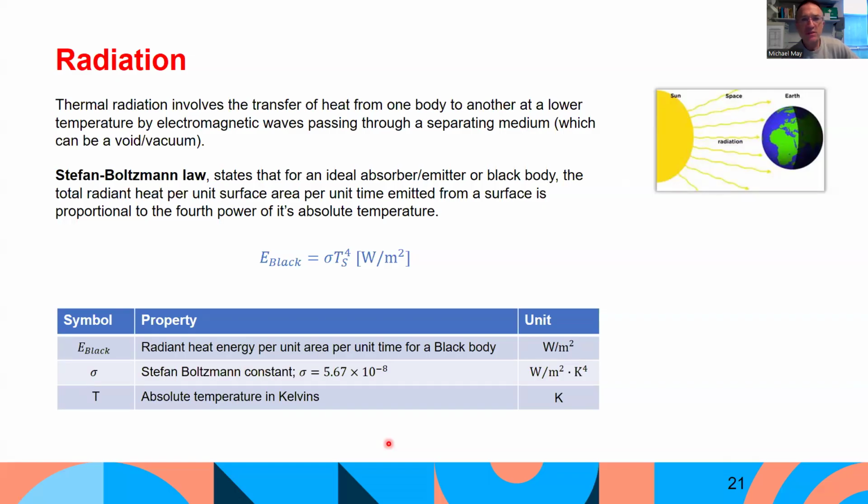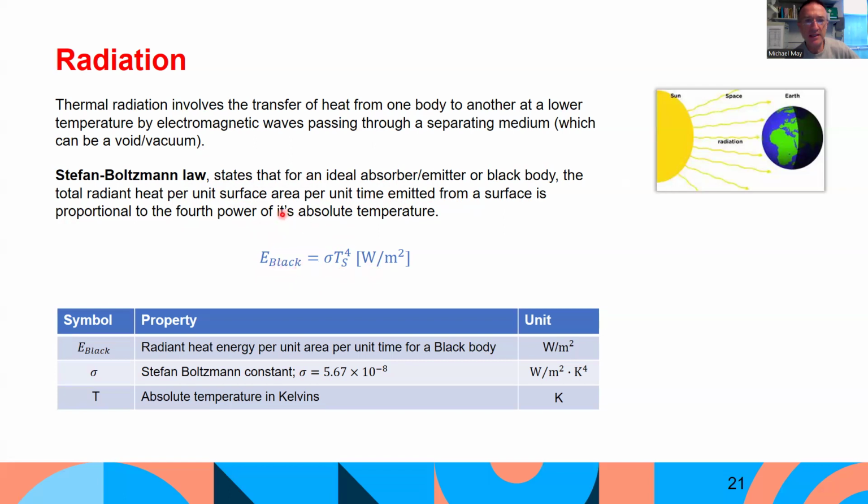Okay, so radiation, as I mentioned previously, is the way the sun radiates its energy out towards the universe. It doesn't necessarily need a medium. It can occur in a void or a vacuum. And it says here, thermal radiation involves the transfer of heat from one body to another at a lower temperature by electromagnetic waves passing through a separating medium, which can be a void or a vacuum. It's governed by Stefan-Boltzmann's law, which states that for an ideal absorber, emitter, or black body, which I'll explain in a moment, the total radiant heat per unit surface area per unit time emitted from the surface is proportional to the fourth power of its absolute temperature. Bit of a mouthful, but basically it's describing this equation here.